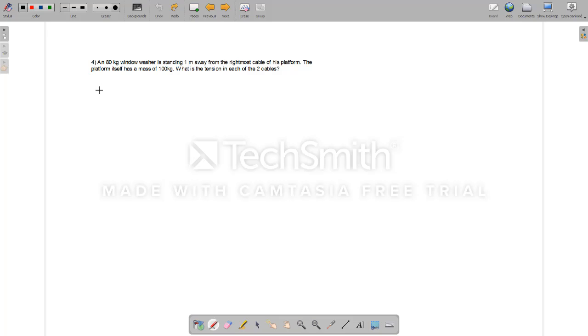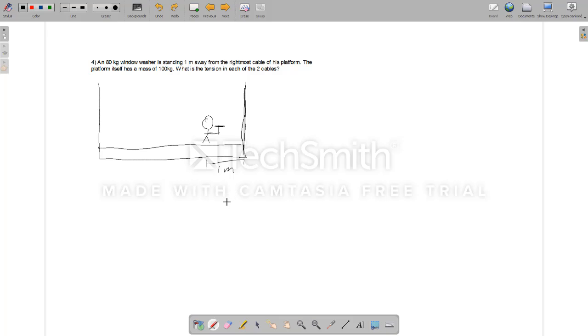So to start, I'm going to draw a little picture. So here's the left cable, here's the platform. I'm assuming the cables are sort of all the way at the end. I should have probably mentioned that. And we know that the dude is standing 1 meter away from the rightmost cable. So 1 meter away from here. Window washer. There's a squeegee. And this is 1 meter away.